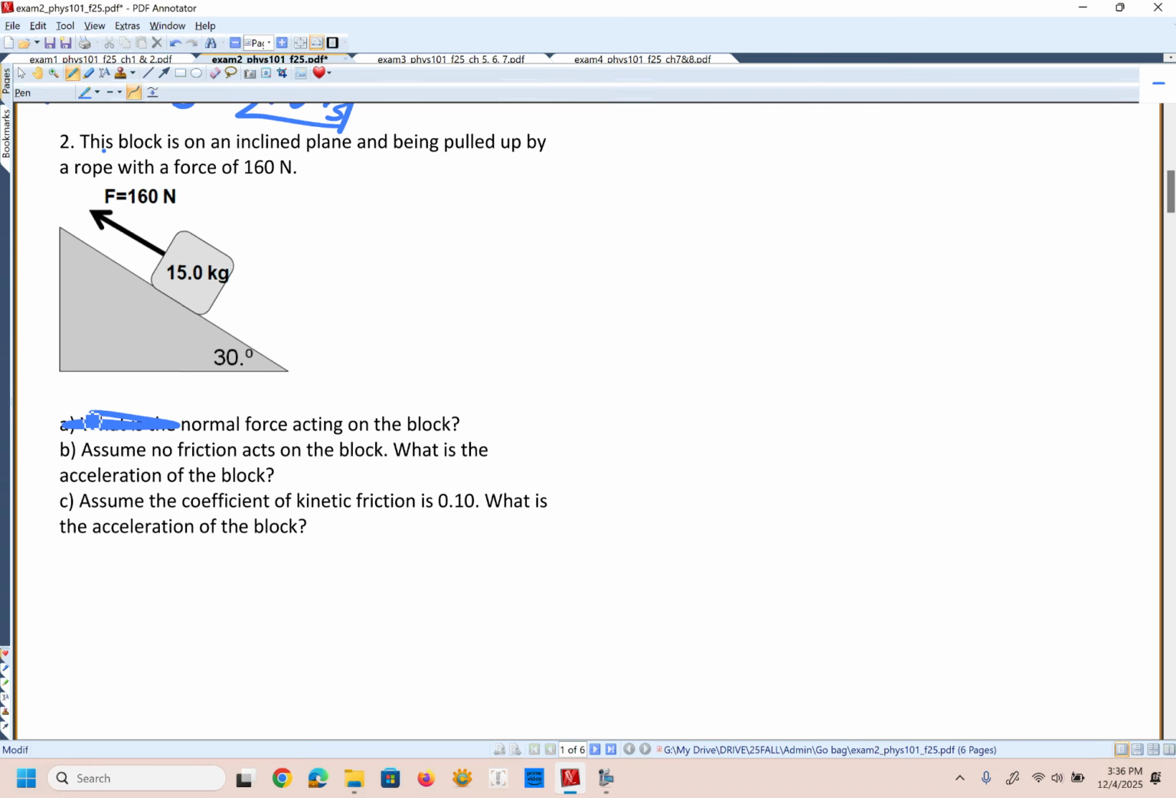That is, with no friction, what is the acceleration? And then with friction, what is the acceleration? All right, so first you want to draw your free body diagram. It'll help you to sort of write the equations.